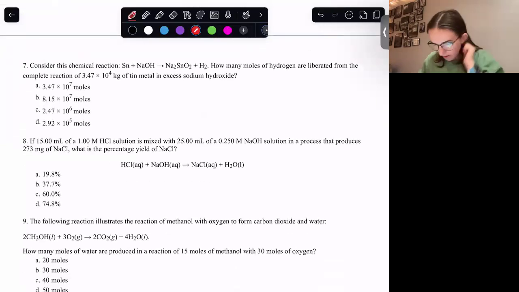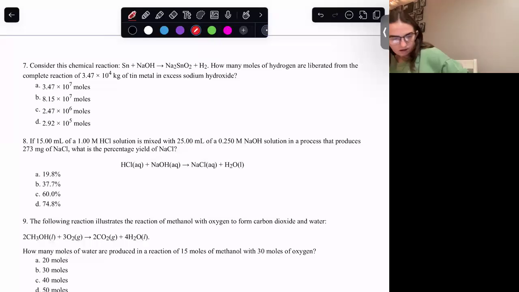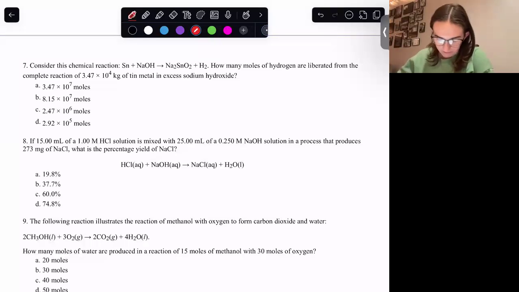Okay, we'll do 8 and 7 since both of those just came in. So for question 8, we have: if 15 milliliters of 1 molar HCl solution is mixed with 25 milliliters of 0.250 molar sodium hydroxide solution in a process that produces 273 milligrams of NaCl, what is the percent yield of NaCl?